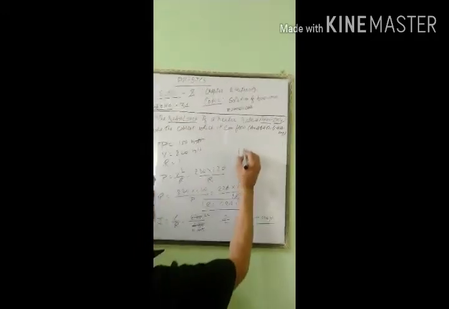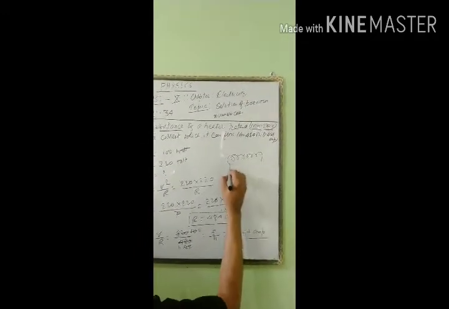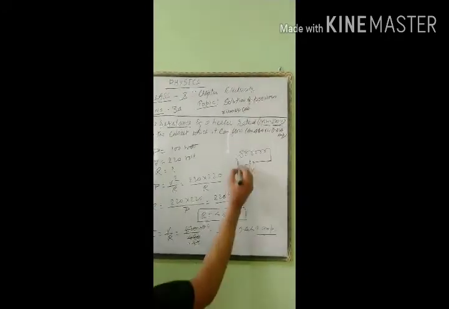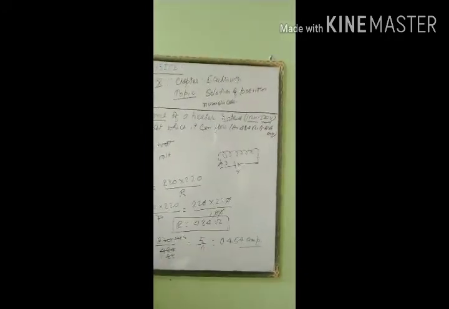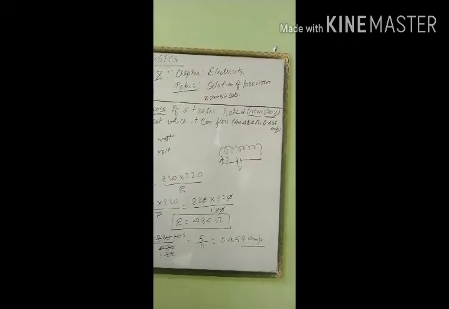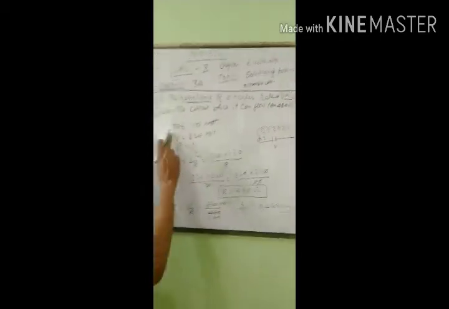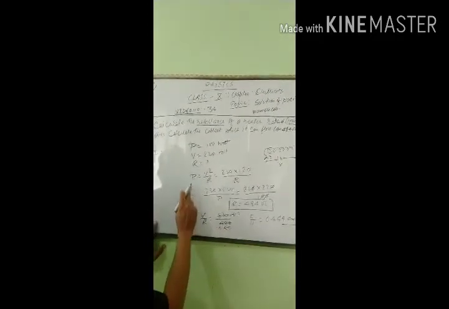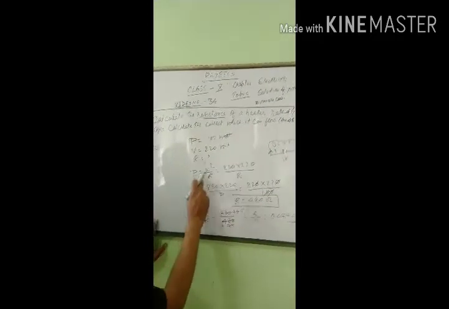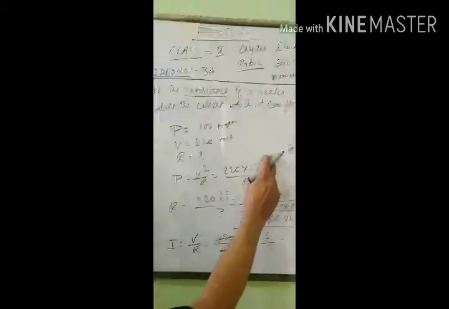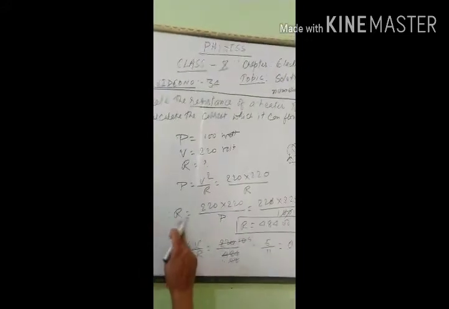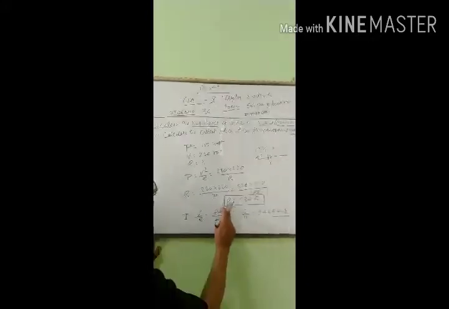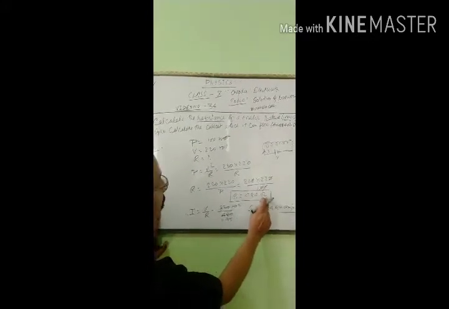Suppose that this is the coil and you have given the potential difference here. Now electric current I will flow here. The formula has already been proved. P is given here as 100 watt, V equals 220 volt, R is to be found, and the formula is P equals V square by R. So 220 into 220 by R, and after calculation the value of R becomes 440 ohm.